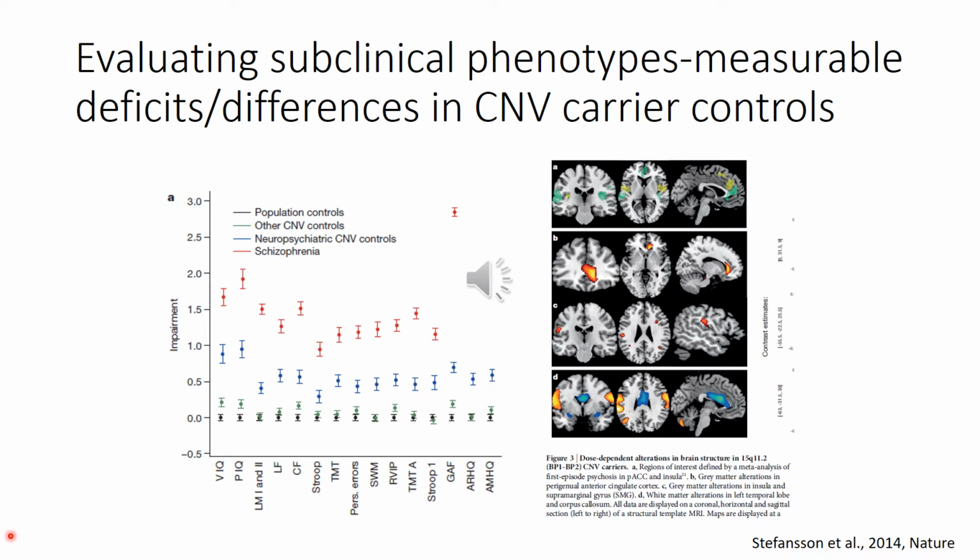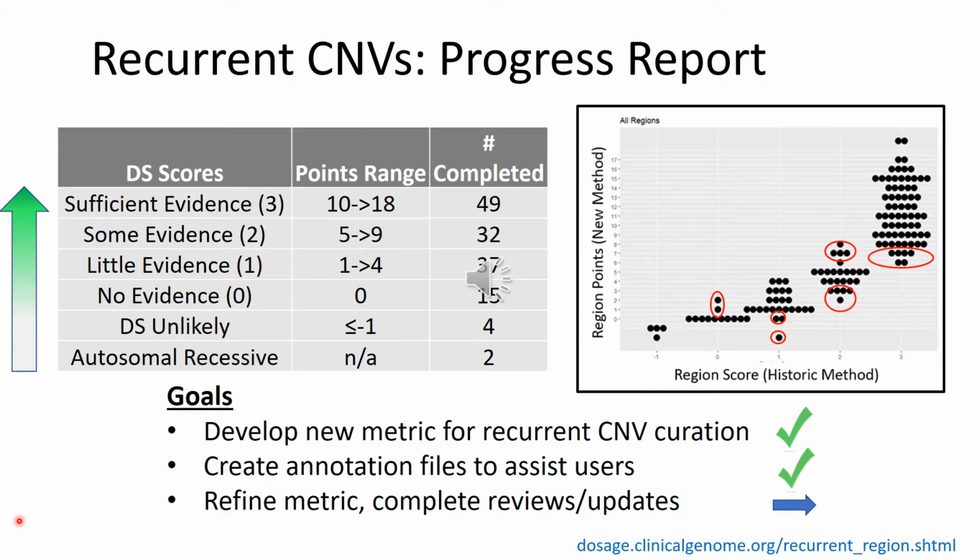Most recently, we've been evaluating so-called subclinical phenotypes, which include measurable deficits or differences in neurocognitive function and related features that have been examined in individuals identified from well-phenotyped control populations. Approximately 100 unique CNVs corresponding to over 50 recurrent regions have been incorporated into the project thus far.